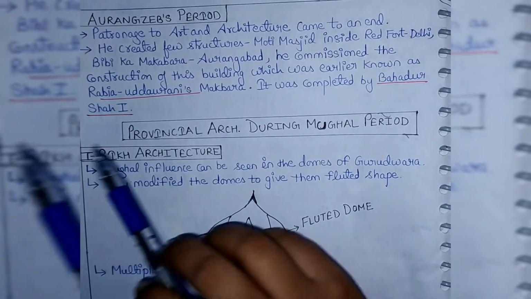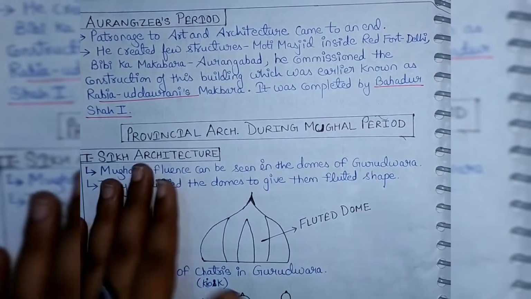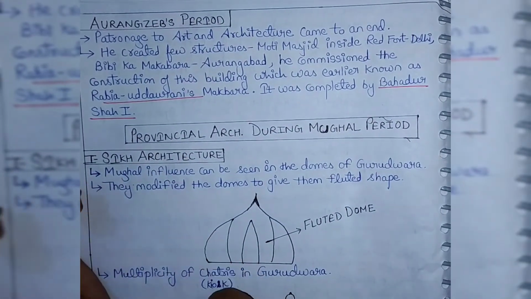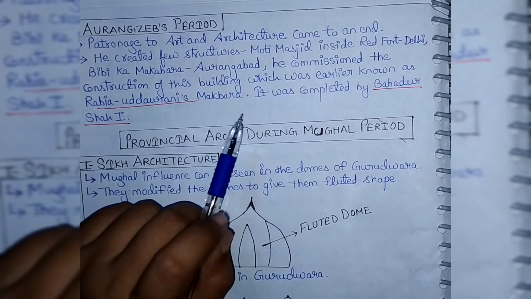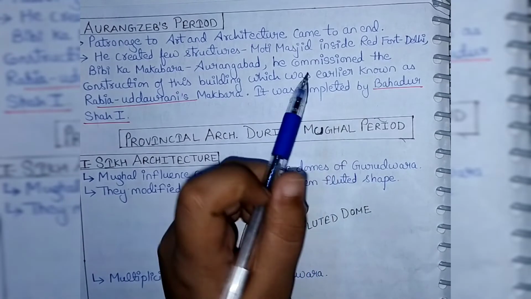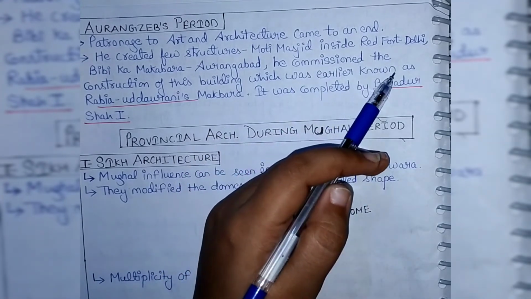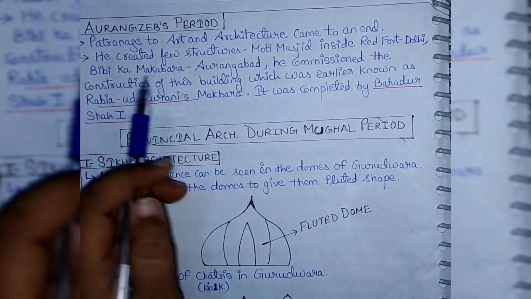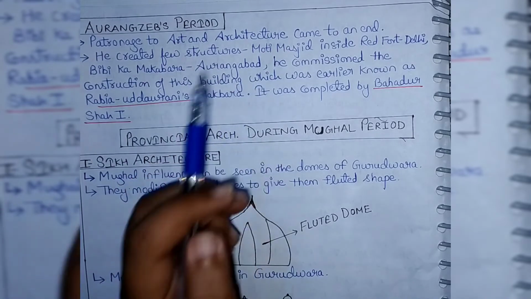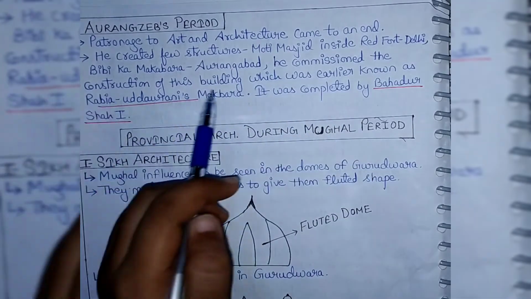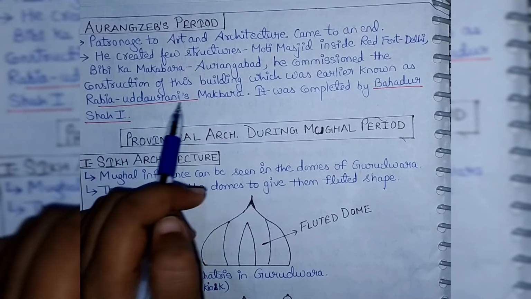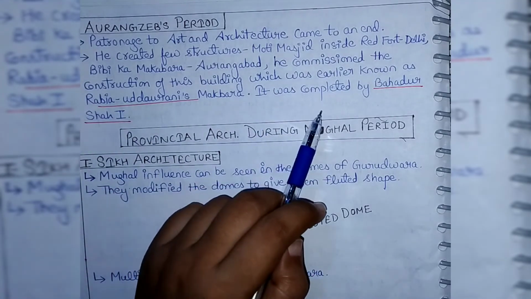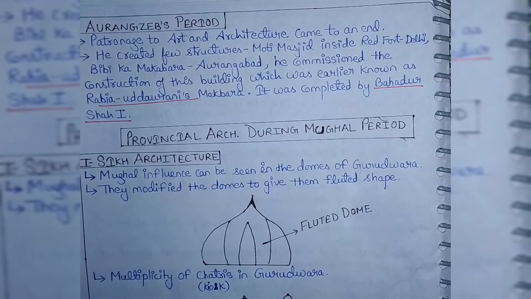During this period, patronage, or we can say funding, to art and architecture came to an end. He created few structures like Moti Masjid inside Red Fort, Delhi, and Bibi Ka Maqbara in Aurangabad. He commissioned the construction of this building, which was earlier known as Rabia-ud-Durrani's Maqbara, and it was completed by Bahadur Shah the First.